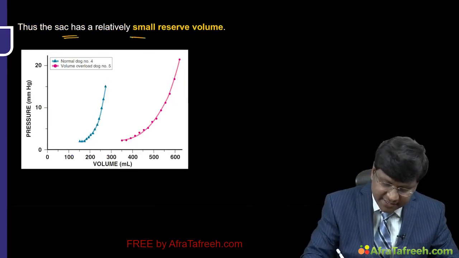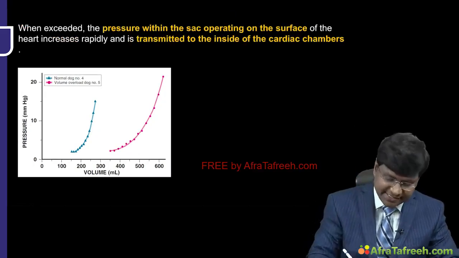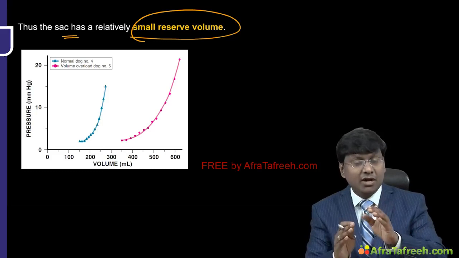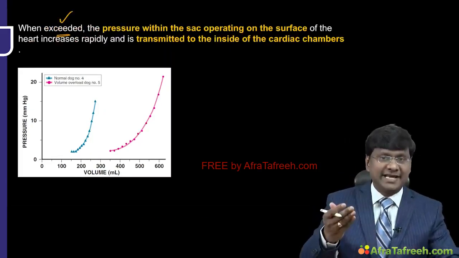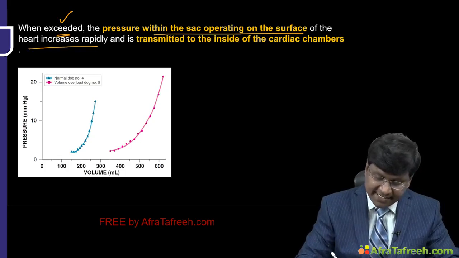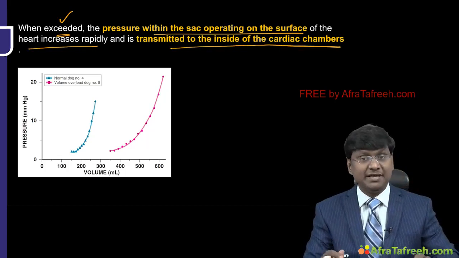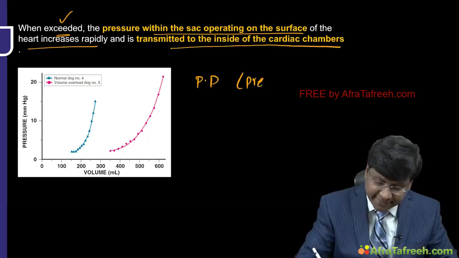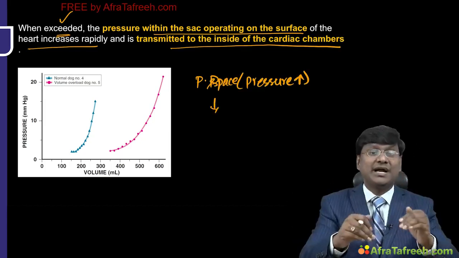Thus the sac has a relatively small reserve volume. When this small reserve volume is exceeded, the pressure within the sac, operating on the surface of the heart, increases rapidly and is transmitted to the inside of the cardiac chambers. That means the pressure elevated within the pericardial space will be exerted into the cardiac chambers.